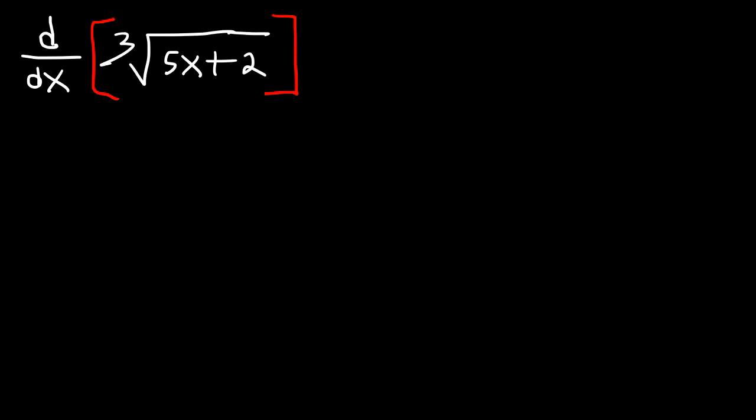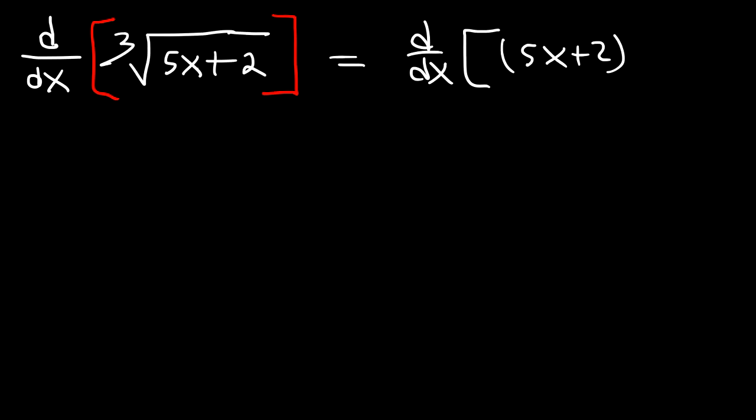Feel free to pause the video and try this example. The best way to learn is to work through these examples, and then you can improve your skill and your understanding of this material. So like before, let's rewrite the expression. So this time we have 5x plus 2, and 5x plus 2 is basically raised to the first power, and we have an index of 3, so this is going to be raised to the 1/3.